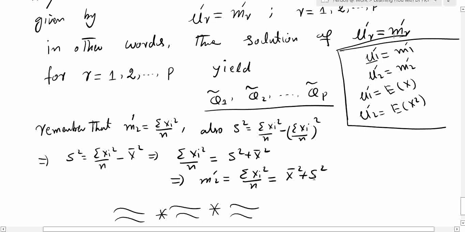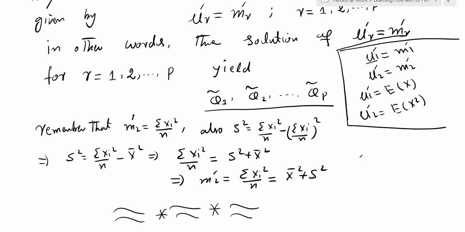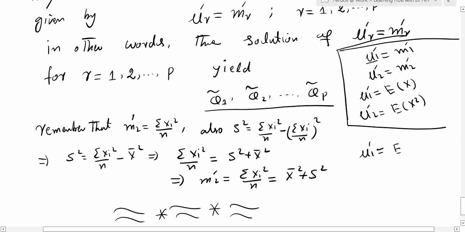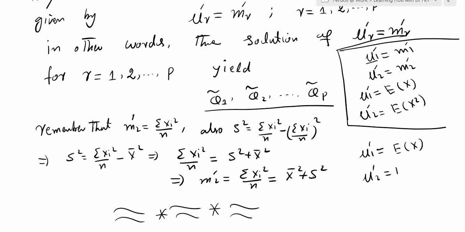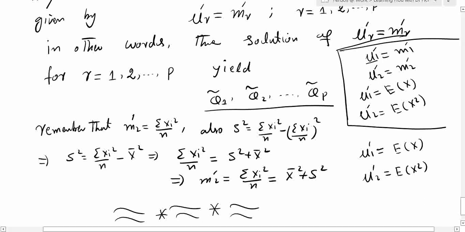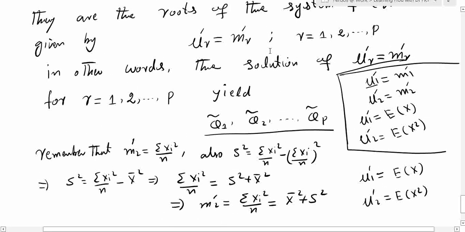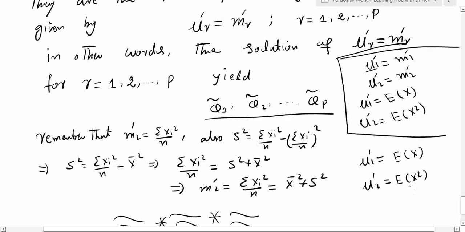Now that you have the sample moments, you need to calculate the population moments. This means you need to calculate mu1 prime, which is E of X, and mu2 prime, which is equal to E of X square. Then you compare these moments as I did here generally, and solve these equations for the unknown parameters. If you have more parameters, you need to calculate more moments and make more equations for the solution.